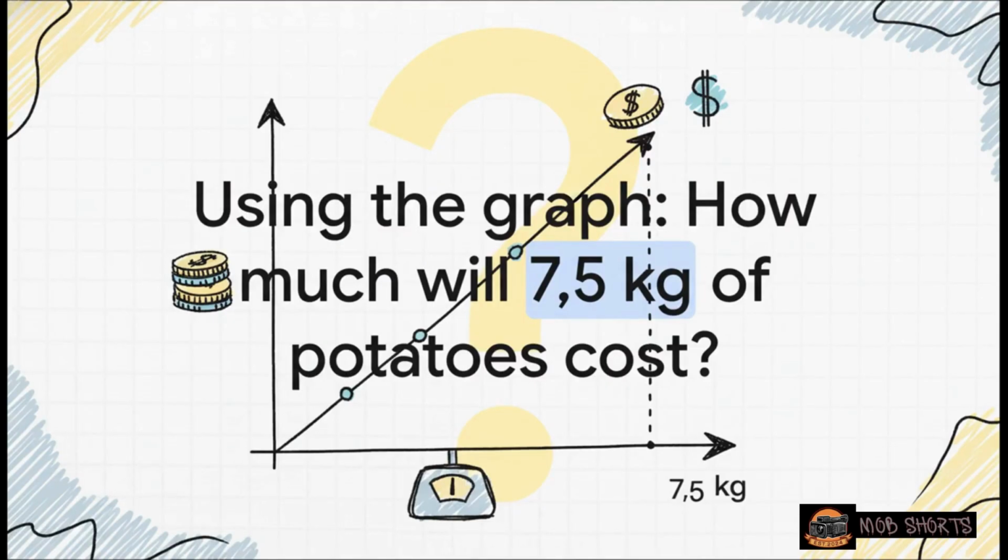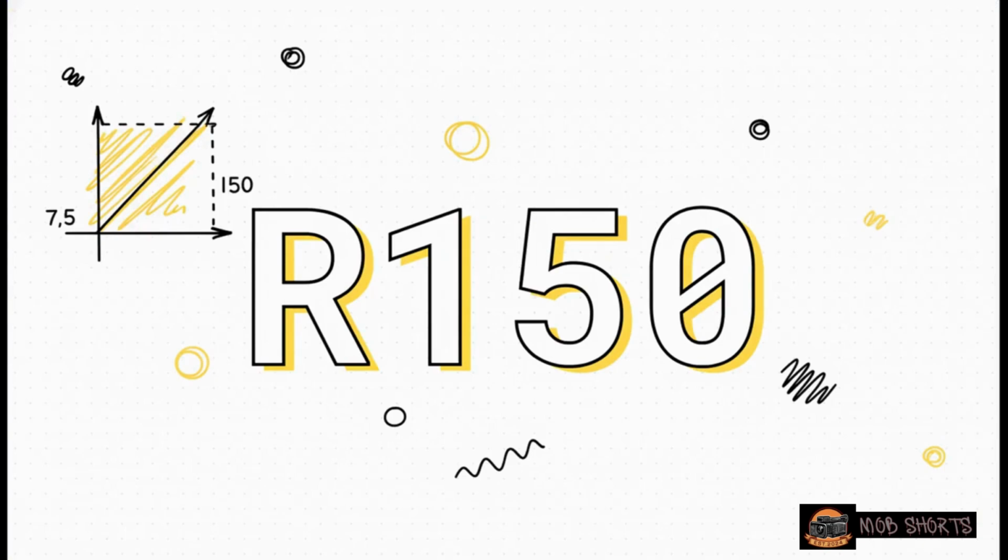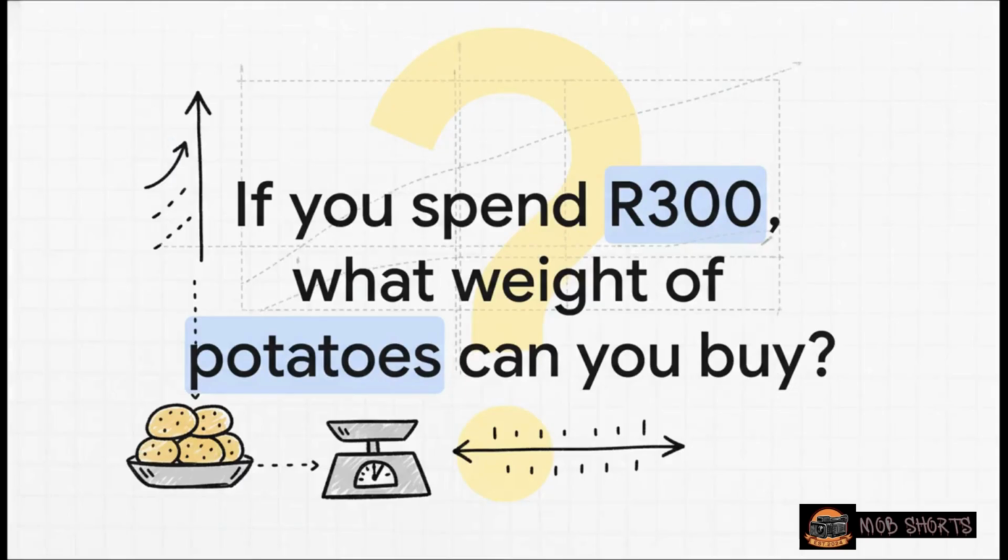So for this first question, we're given the weight 7.5 kilograms. That's our independent variable, remember. So we find it on the horizontal axis at the bottom. Start there at 7.5, move your finger straight up until you hit the line, and then go straight across to the side to find the cost. And there we go. You find 7.5 kilos at the bottom, go up to the line, and then go across to the vertical axis. And the answer is R150. Easy as that.